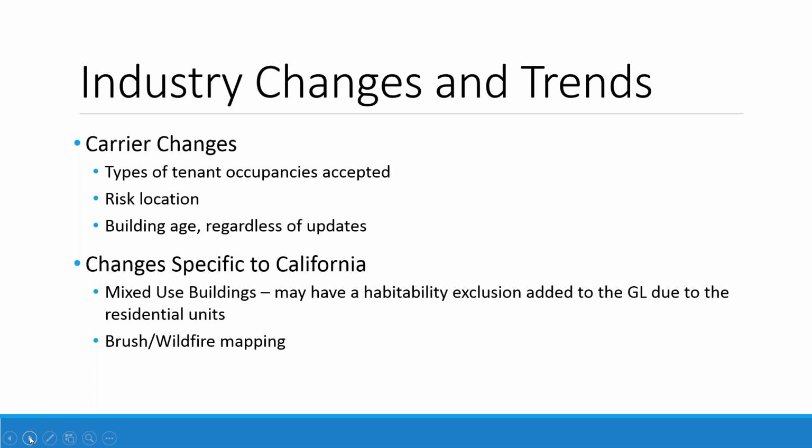And then one other thing specific to California that I've been seeing is if you have a mixed-use building, a lot of carriers for apartments in general have been making changes to the way they write apartments. So apartments would be included in the mixed-use building since they do have the residential units. So carriers have either jumped ship for apartments as a whole, or you may have seen that a lot of carriers are now adding some sort of habitability exclusion onto the GL because of the residential units and the types of claims they've been seeing. So those are just some changes and trends I've been seeing.